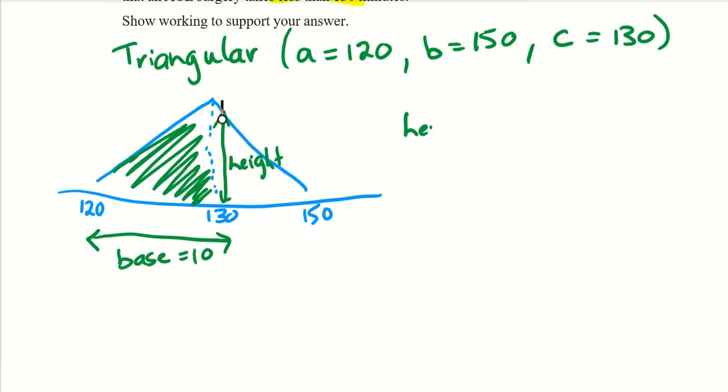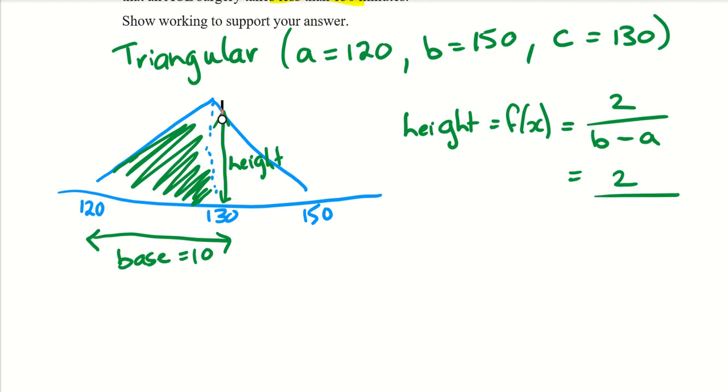So the height, which is my f of x value, is 2 over b minus a. In this case, B, my maximum, is 150, and A, my minimum, is 120. So 150 minus 120 is 30, so that's the same as 2 over 30, which simplifies to 1 over 15. So that is my height, 1 over 15. Now that I have that, I can find my probability.